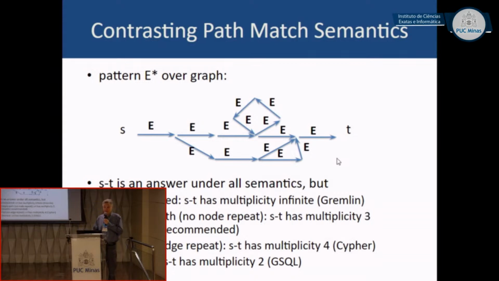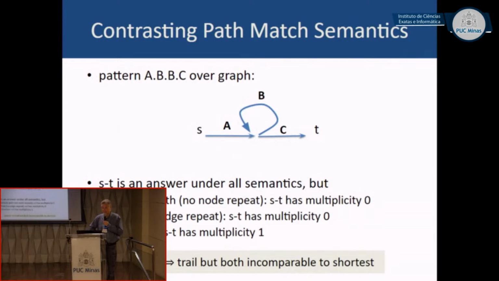And before you think that there is a clear hierarchy between the various semantics in terms of each of them giving fewer paths, that's not quite true. Things are more complicated. These are really incomparable. Consider this other pattern that says I want to follow an A edge, from there a B edge, from there another B edge, and from there a C edge. If you look at the source target pair here, it's going to be an answer in quotes, but on the simple path semantics, it will have multiplicity 0. It's not really an answer.